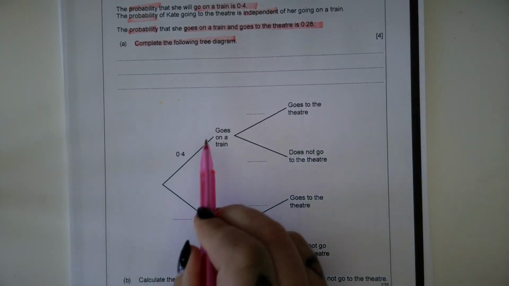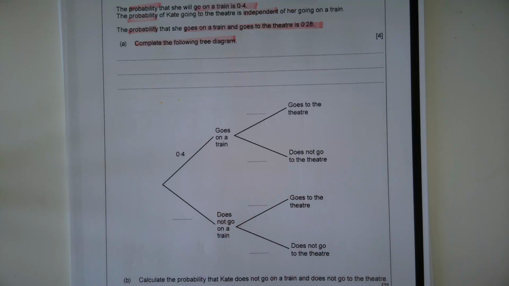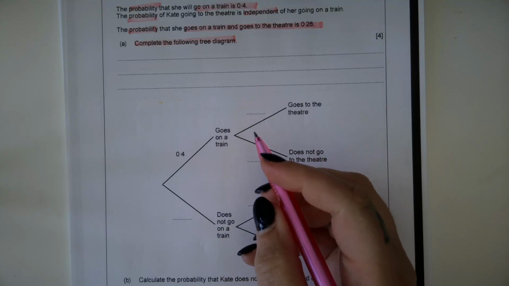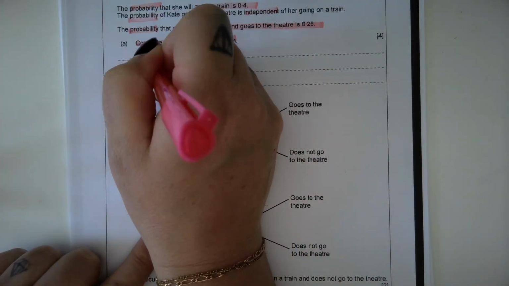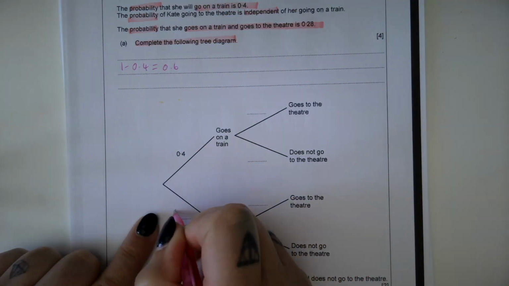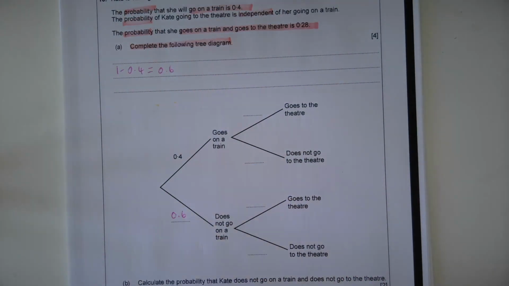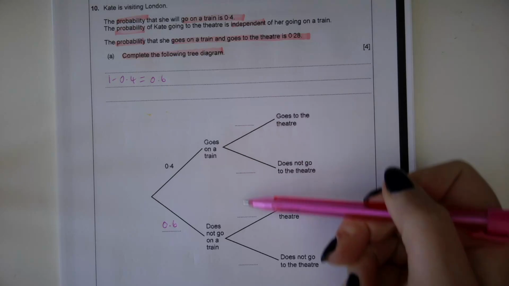Okay, so we're going to start with this first set of branches. This is all about whether or not she goes on a train. So remember, the branches on a tree diagram have to add to 1 because probabilities sum to 1. So we can find that missing value by doing 1 subtract 0.4. So that's 0.6.